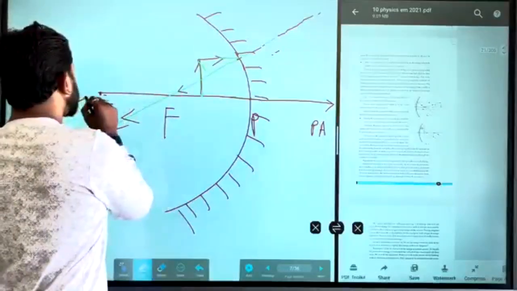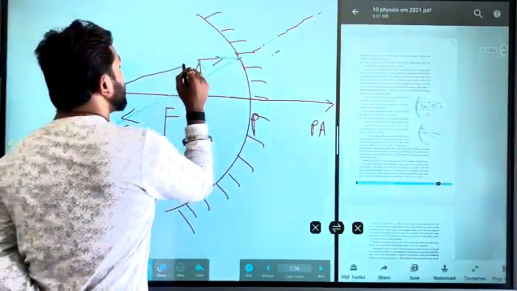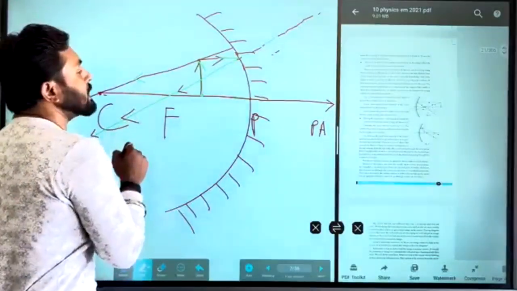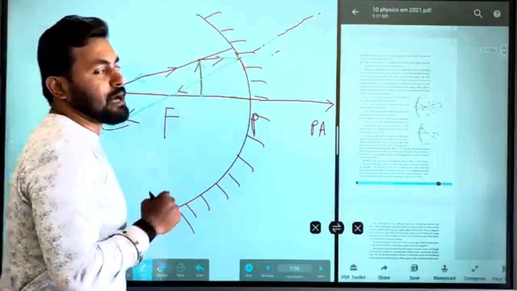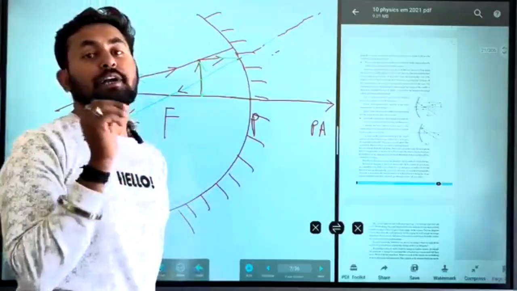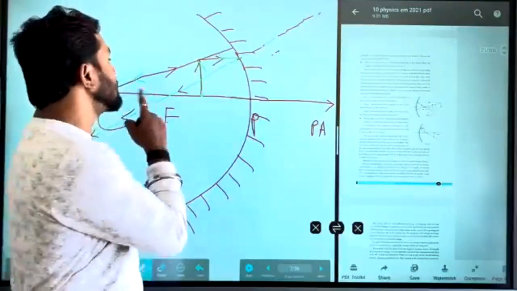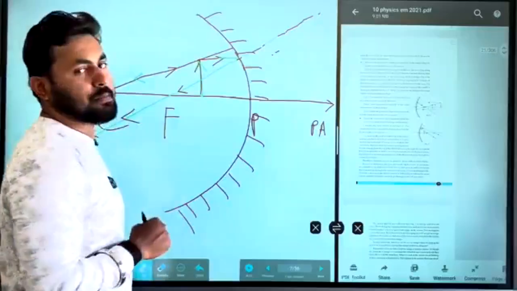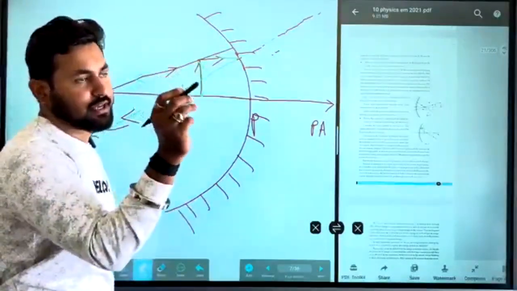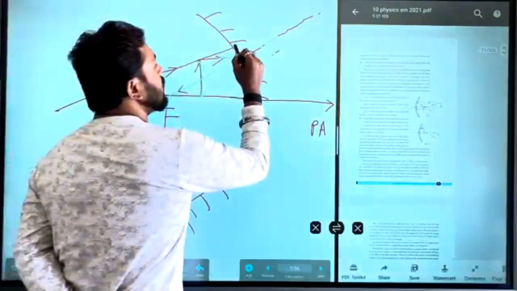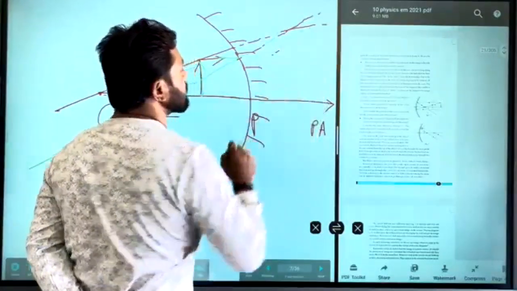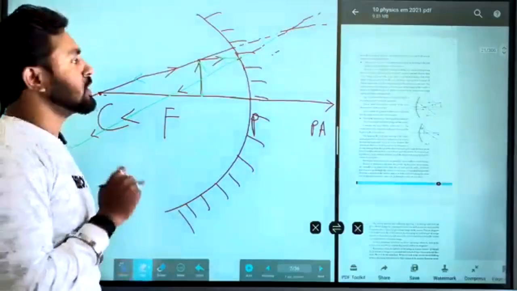On top of an object, from top of an object. The third rule says that whenever a ray of light coming from infinity passing through center of curvature strikes the mirror, it will retrace its path. Now the same thing is happening. As I told you, I'll have to drag the reflected ray in a dotted line like this. This is the one which I am doing in a dotted line.